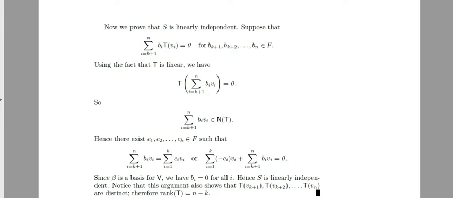Now we bring everything to one side, and we get this combination equal to 0. Since beta is a basis for V, all the b_i's are equal to 0, and hence S is linearly independent. Therefore T(v_{k+1}), T(v_{k+2}), ..., T(v_n) is a basis, and all these elements are distinct. Therefore the dimension of the range space of T, that is, the rank of T, is equal to n minus k.